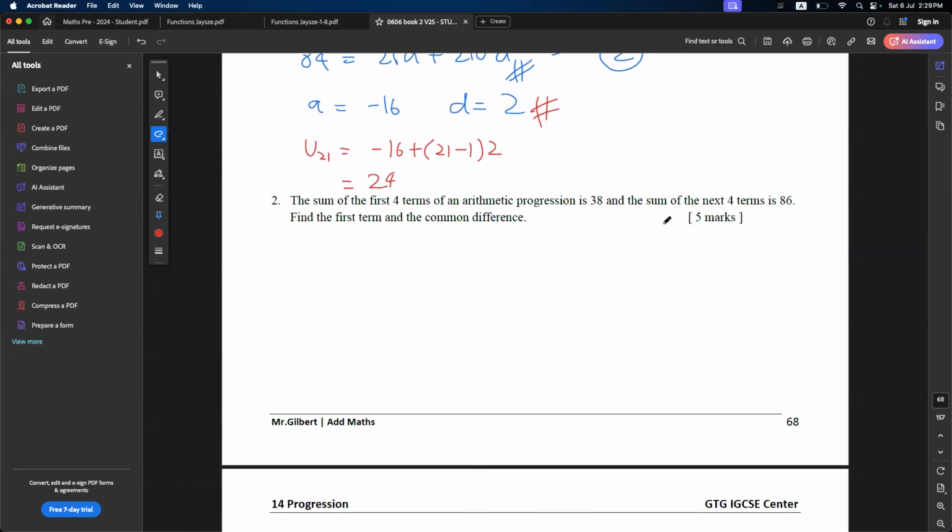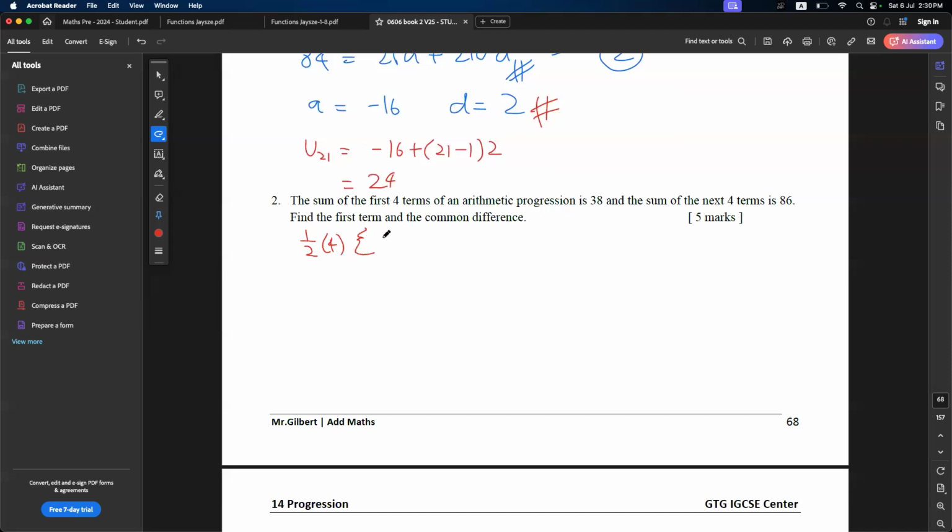The sum of the first 4 terms of the arithmetic progression is 38. The sum of the next 4 terms is 86. Find the first term and the common difference. How to do? Okay, give me the formula then. Don't end anymore, please. It's given here already. Not n, it's 4.